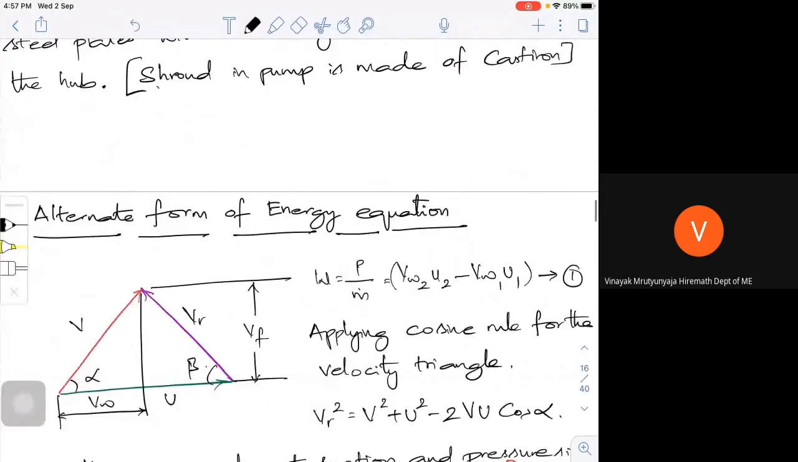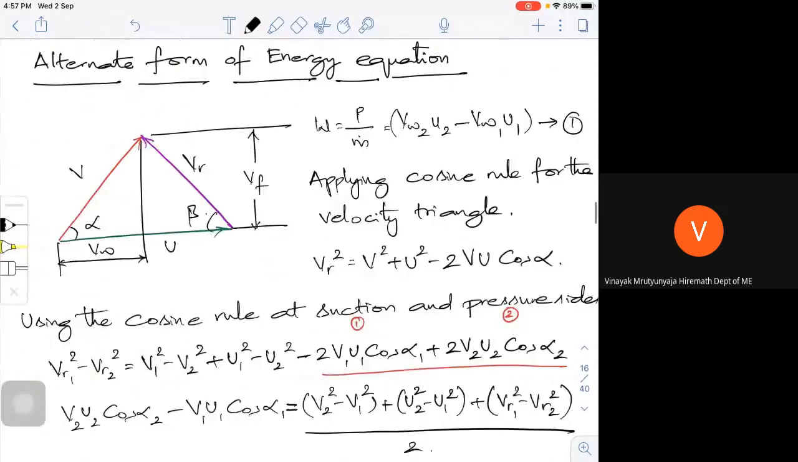That is extra information. There is something called an alternate form of deriving the energy equation. What is the alternate form? It means writing the equation in absolute components, relative components and the tangential component, that is U, instead of writing the original Euler equation in terms of the whirl component and the tangential component. To do this, I am going to take one triangle.